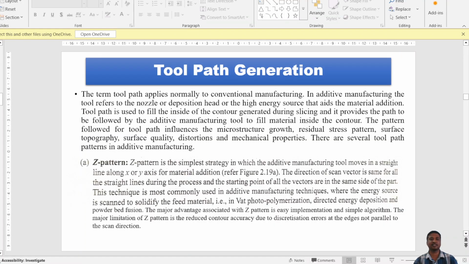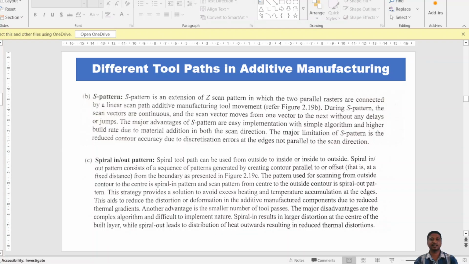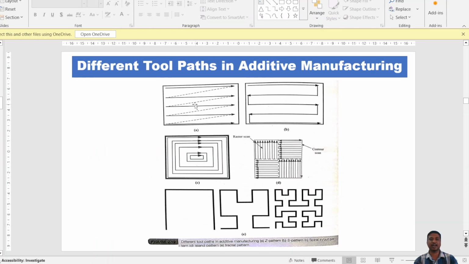In my last lecture, we discussed the zigzag pattern, S pattern, and spiral in or out pattern. First is the zigzag pattern strategy. This is my zigzag pattern. Second one is my S pattern. And third one is my spiral in or out pattern.